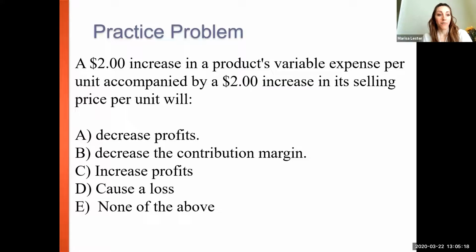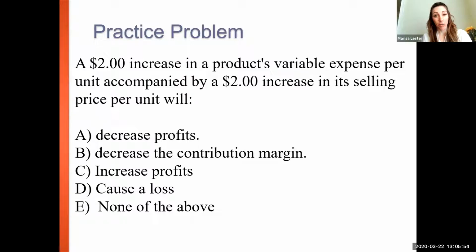How about this one? A $2 increase in a product's variable expense per unit, accompanied by a $2 increase in its sales price per unit, will what? So if I'm selling a product for $10 and it costs me $5, how much am I making on each unit of product? That's right, I'm making $5. So my unit CM is 10 minus 5, so my unit CM is $5.